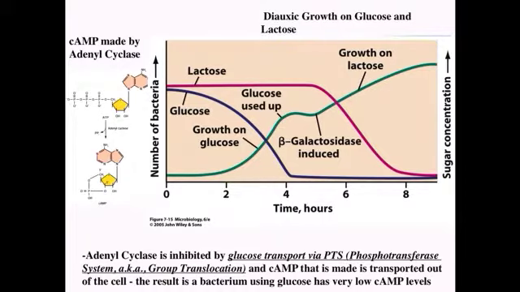And at the same time, if you look at the levels of glucose and lactose, you'll notice that glucose drops precipitously, whereas lactose is unchanging during this initial period of time. This makes perfect sense. You all know that this is going to happen. E. coli is going to use glucose before it uses lactose.